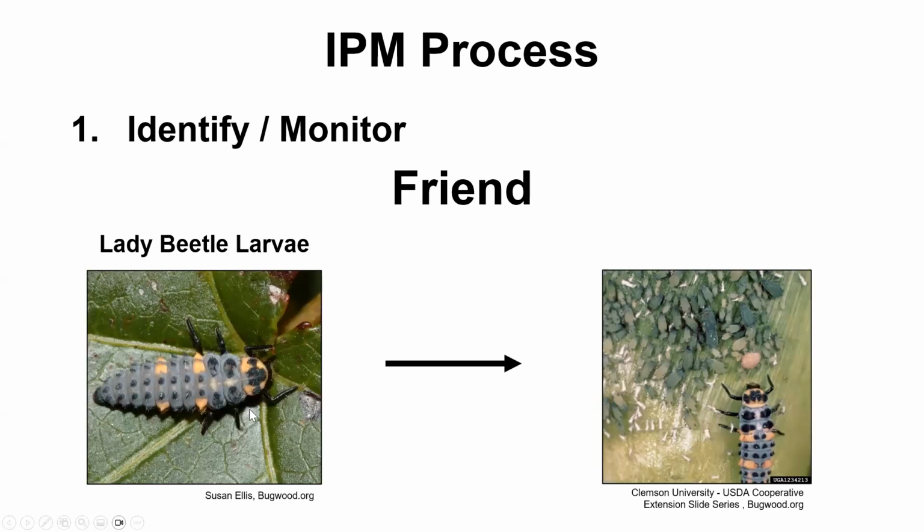So a lot of people see this in their garden. They have no idea what it is. So this will then pupate and become an adult lady beetle. And you can see here it is a voracious eater of aphids. And so this is something that we really want in our garden.